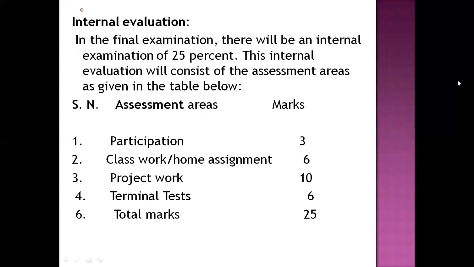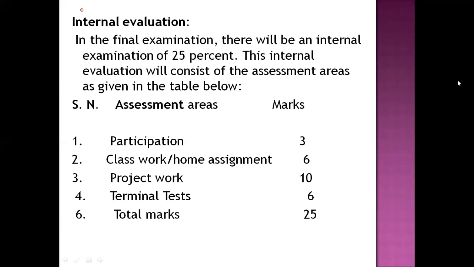Now let's discuss the evaluation system of this course, optional English. There are two types of evaluation system, that is formative evaluation and summative evaluation. In the final examination, there will be an internal examination of 25%. This internal evaluation will consist of the assessment areas as given in the table below. Some assessment areas and the marks are also distributed here. We need to care about this.